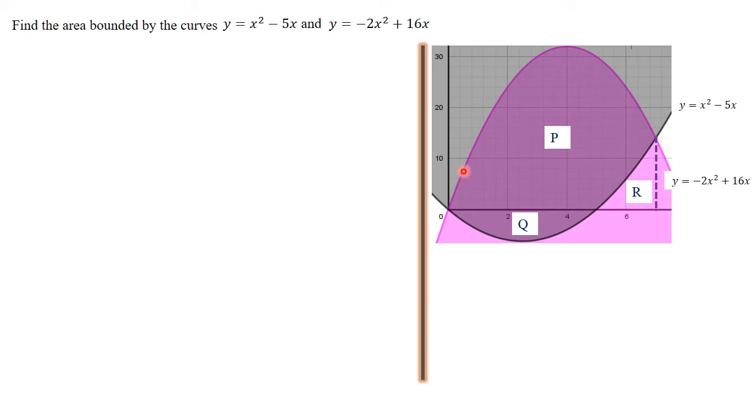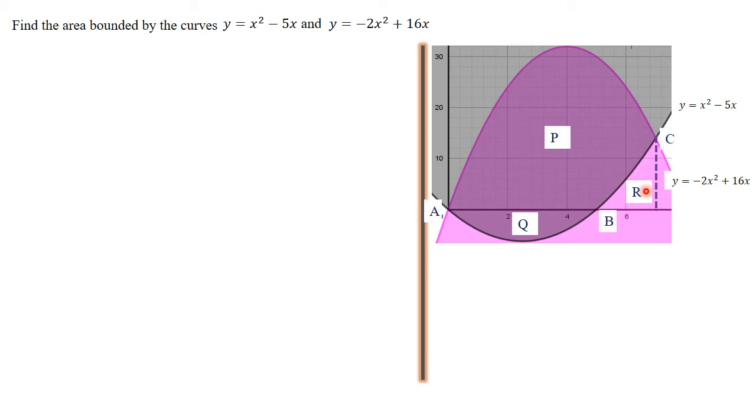Then we have the area Q, the area below the x-axis, but above the curve y equals x squared minus 5x. Then there is another area R, which will help us in getting the area for P, and that area is from this point here to the point where the two curves intersect. There are two perpendicular lines there, the x-axis and this perpendicular line, and then back along y equals x squared minus 5x. Therefore, we have those 3 areas.